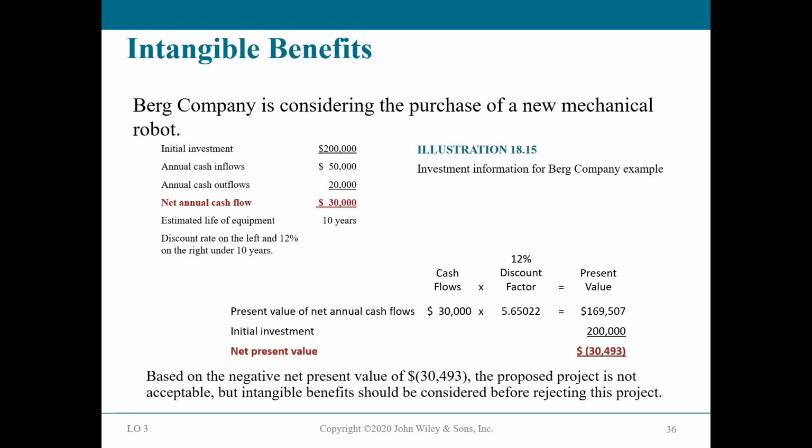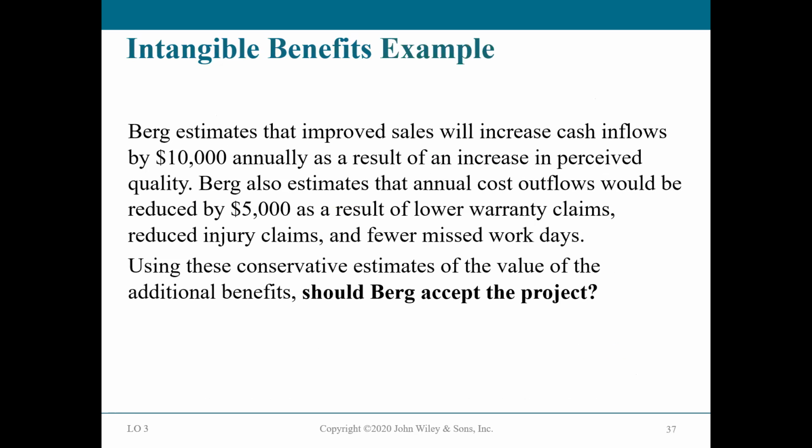So right away you think, oh, this isn't acceptable. But you know what? This company, we want to look at intangible benefits before we decide whether to reject or not. So we think that we might improve sales by $10,000 annually because of perceived quality, because we have better machinery, more reliable, maybe better quality. They also estimate that annual cash outflows would be reduced by $5,000 as a result of lower warranty claims, reduced injuries, and fewer sick days.